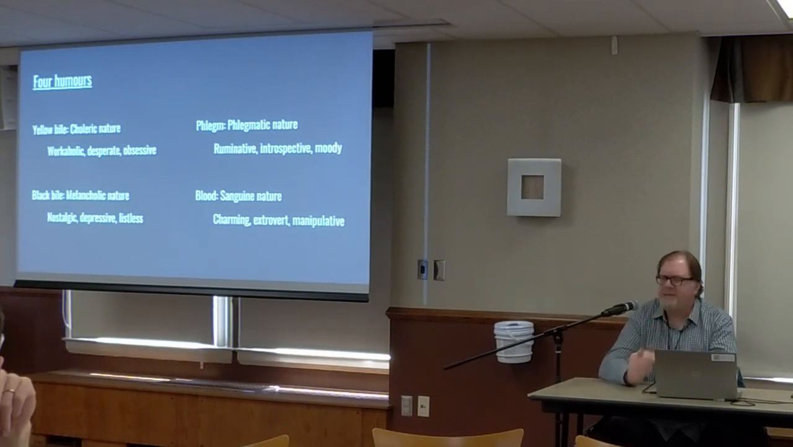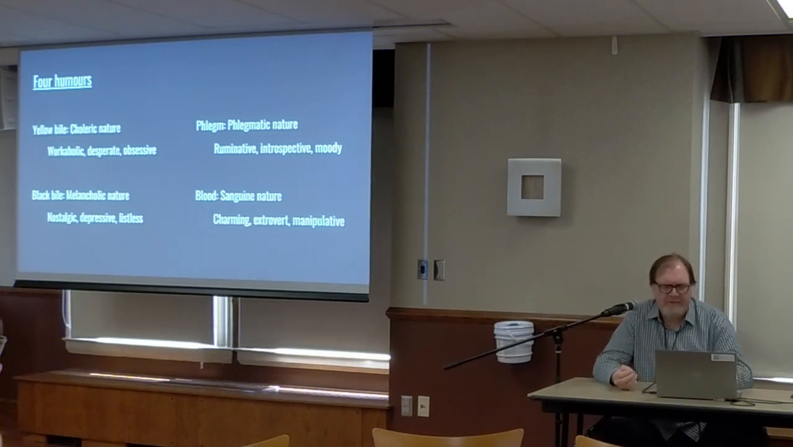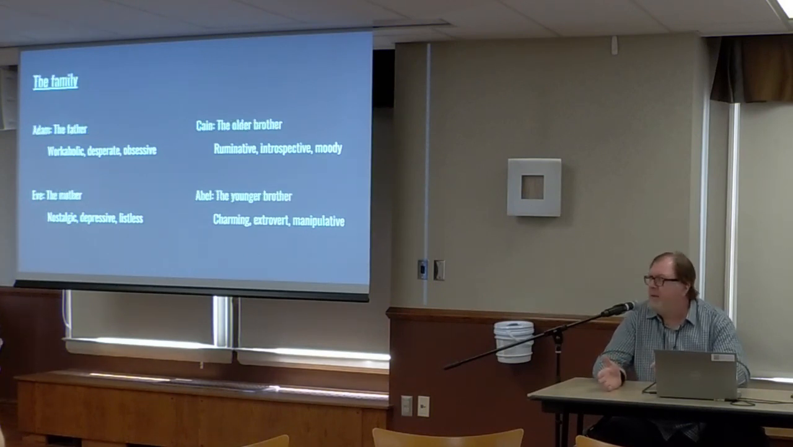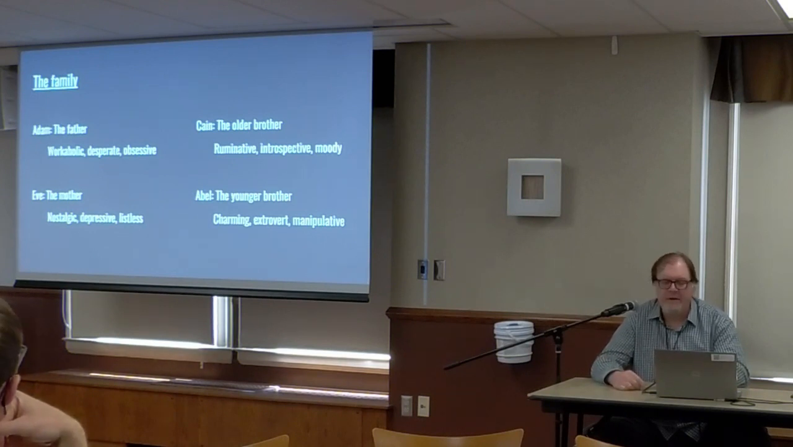And I made this really serendipitous discovery when I was taking the characters that I had written as a short story or novella. I realized, and I'm not making this up, that I had written the four humors into these characters. Adam is the workaholic, Eve is the nostalgic one, the depressive one. Cain is introspective and moody. He's the one writing this journal. He's the one who retreats to his thoughts as a way of grappling with the situation he's in. And Abel, the younger brother, is the charming one.